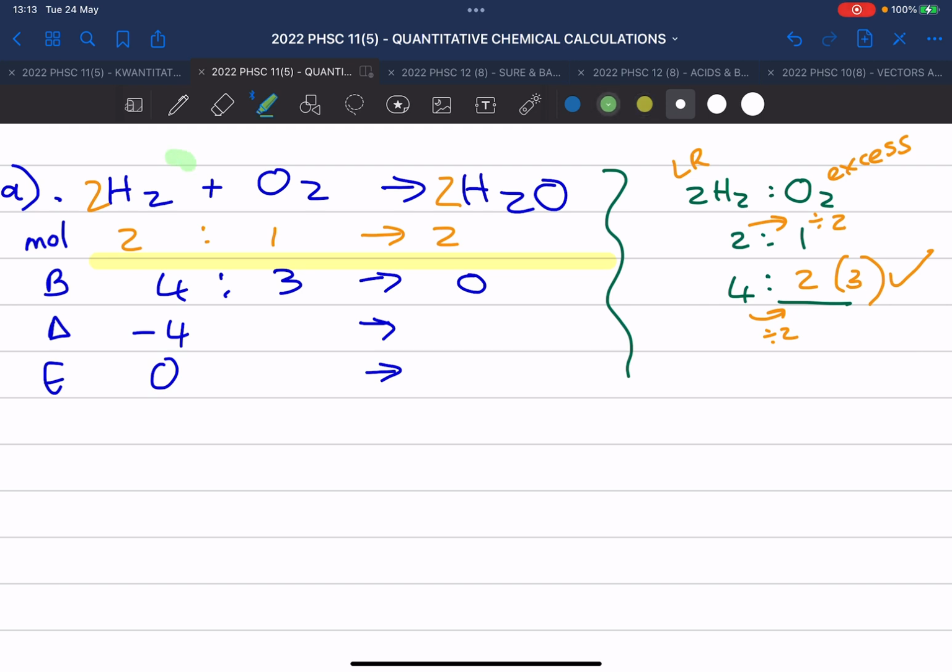Sorry, I want to highlight that. This is my limiting reagent. I use all of that to have 0. And the other one, I use what I calculated. I'm going to use 2, so I have 1 left at the end.